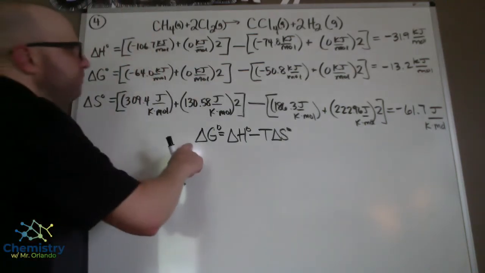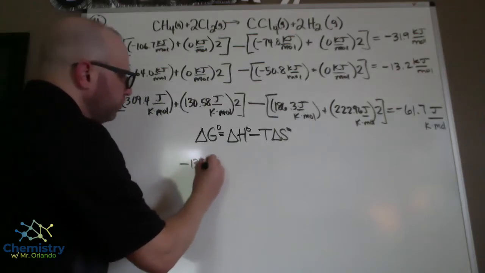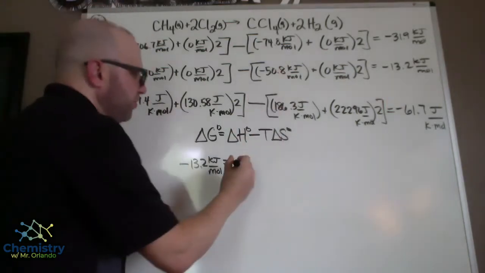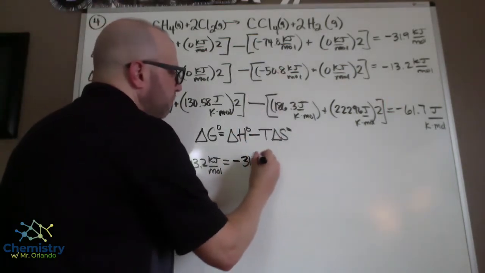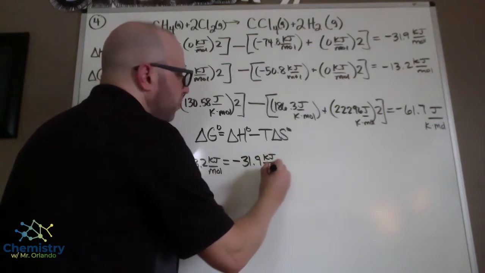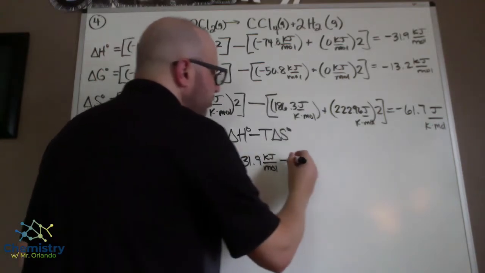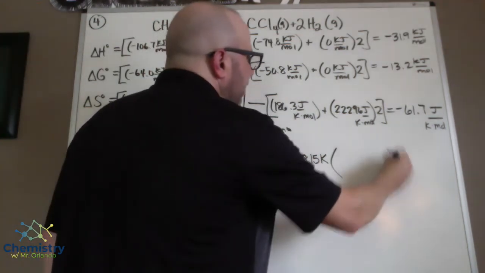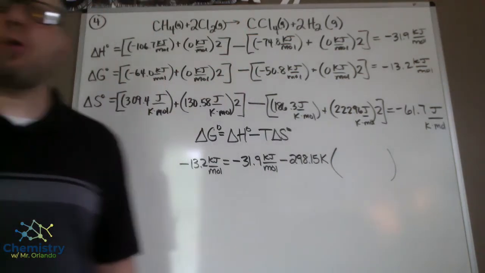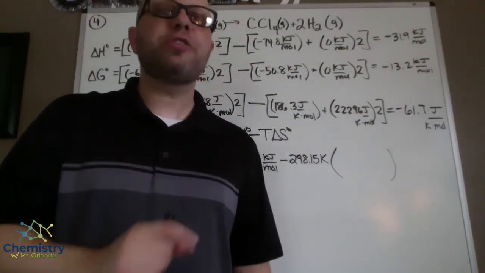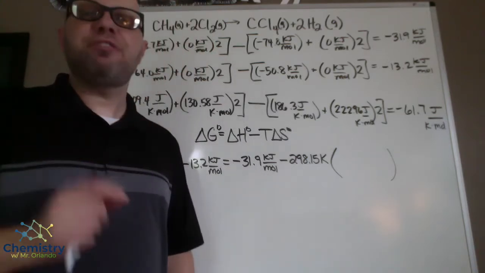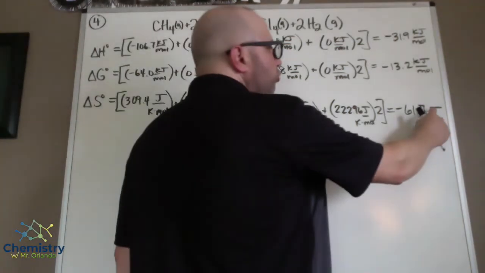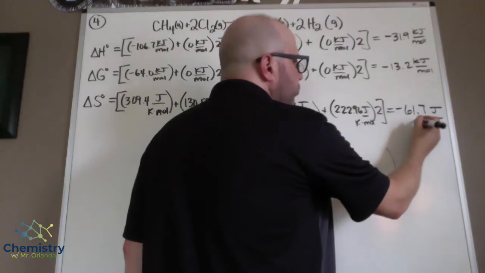So I'm going to take my value for delta G, negative 13.2 kilojoules per mole. I'm going to set that equal to my value for delta H, negative 31.9 kilojoules per mole, minus my temperature, 298.15 Kelvin. And then I'm going to multiply it by my value for delta S. Now, be careful, because you can't just throw delta S in there the way it is right now. You have to divide your delta S value by 1,000 in order to convert it from joules per Kelvin mole into kilojoules per Kelvin mole.